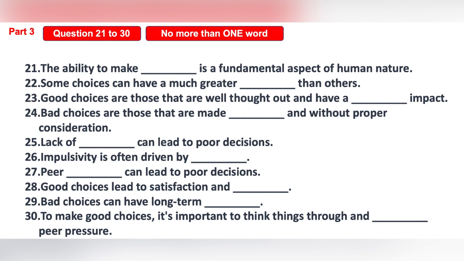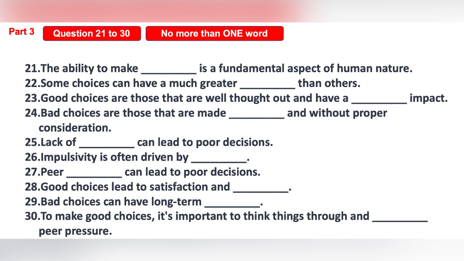They make decisions based on the present moment, without considering the potential long-term consequences. This can lead to poor decisions that may have negative effects on their future. For example, a student may choose to skip classes and neglect their studies, only to realize later that it has negatively impacted their grades and their chance of graduating.